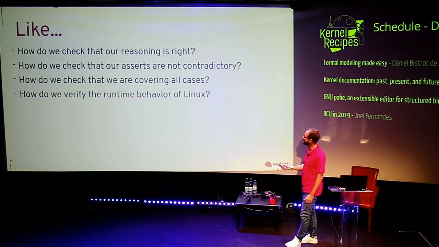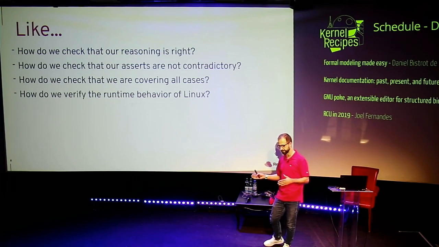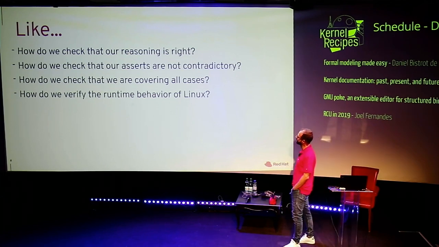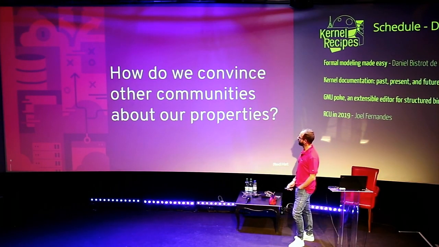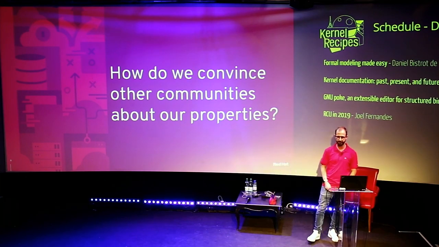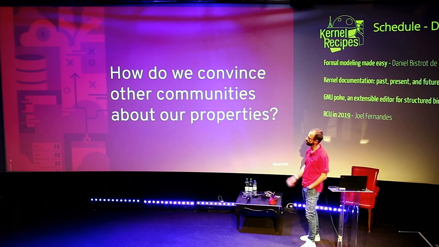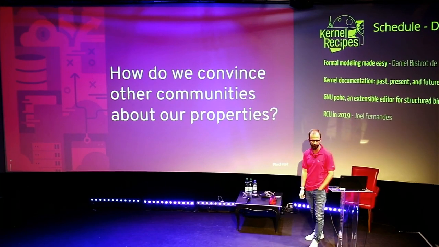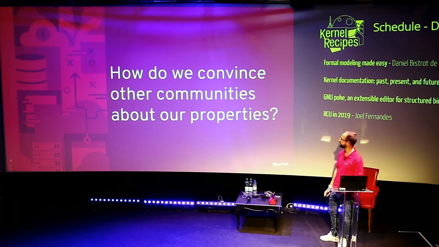And how do we verify that the runtime behavior of Linux is the same thing that we are trying to explain? How do we verify that the runtime behavior of Linux is the same thing that we meant it to be? The question is also, how do we convince other communities about the properties that we have on Linux? How do we convince the real-time community that PREEMPT_RT is deterministic? Or how will we convince, in the future, maybe a long future, the certification authorities about the properties that we have on Linux? So we need to tell things in a way that these other communities understand as well.